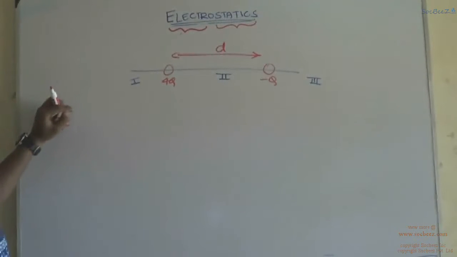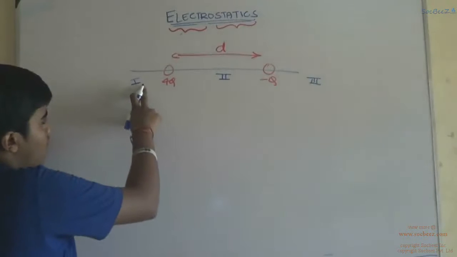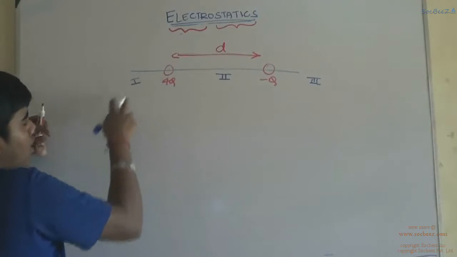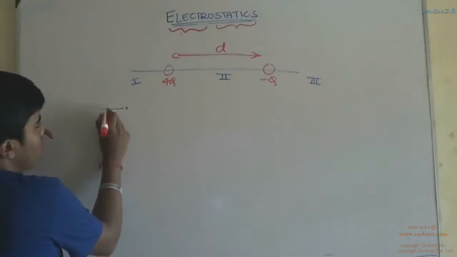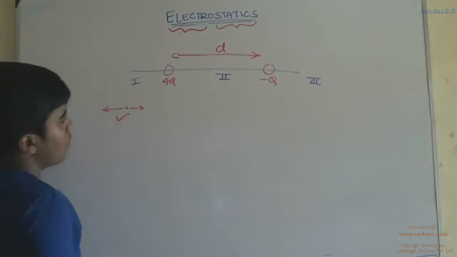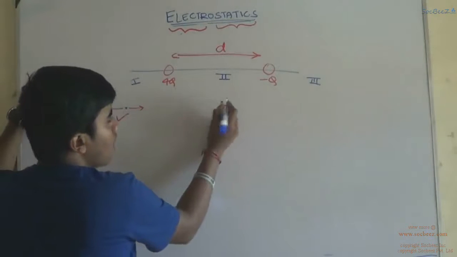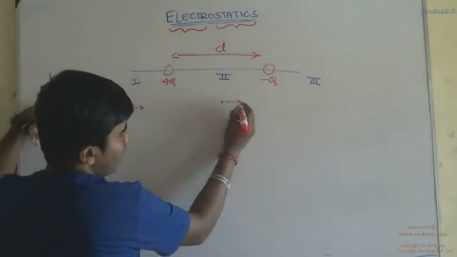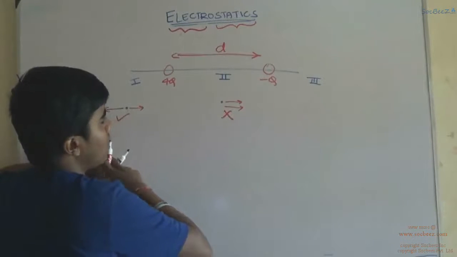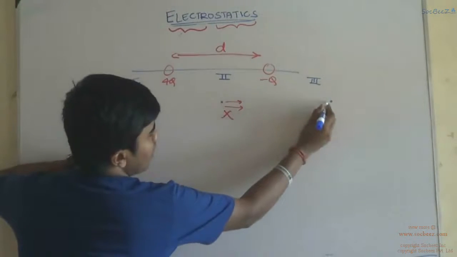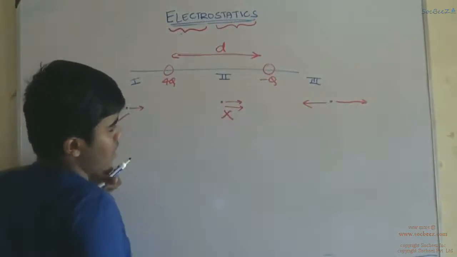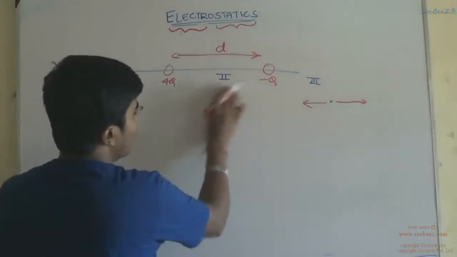So see, if I have a charge in region 1, let it be positive. Due to this charge a force will act in this direction, due to this charge a force will act in this direction. So it is possible to nullify the effect. Say in region 2, due to this charge a force will act in this direction, due to this charge also it will act in this direction. So there is no chance of nullifying the effect. And in region 3, due to this charge the force is in this direction, and due to this charge it is attractive, so this way again here we get a chance of nullifying the effect. So we cannot have a charge in region 2.